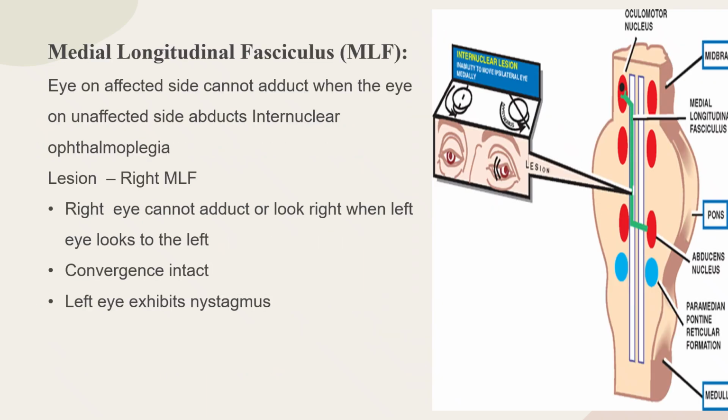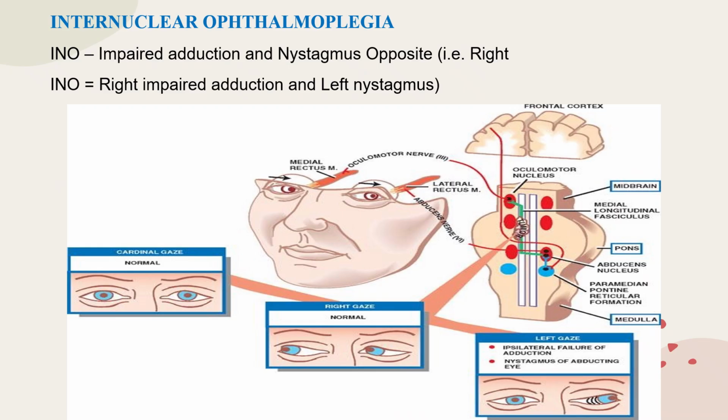With an MLF lesion, the eye on the affected side cannot adduct when the eye on the unaffected side abducts. This MLF lesion is also known as internuclear ophthalmoplegia. For example, if there is a right MLF lesion, the right eye cannot adduct, but the left eye can look towards the left side. Convergence is intact. Internuclear ophthalmoplegia, which we have already seen, is the lesion at the level of the MLF.